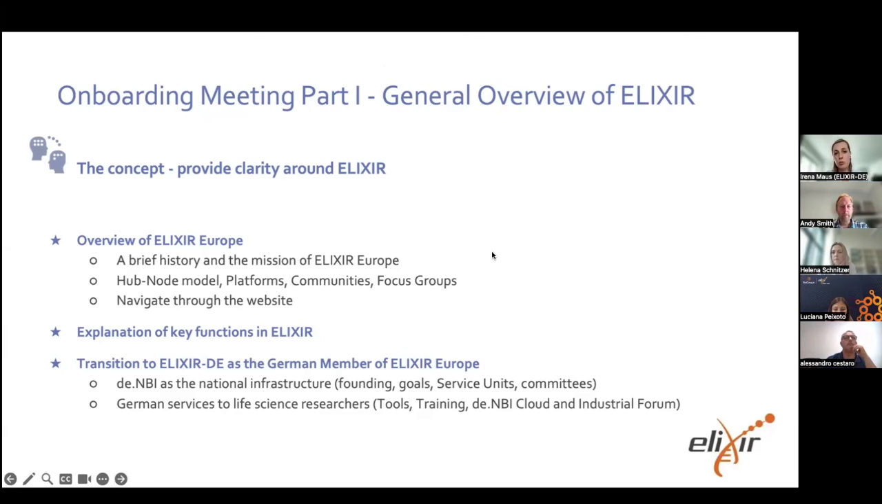By doing so, I smoothly transition to ELIXIR Germany and explain how we organize as a German member of ELIXIR Europe at national level. I introduce the new partner to our national infrastructure, the German Network for Bioinformatics Infrastructure, called de.NBI, and explain what kind of services we are offering to the life science communities: tools, training, cloud, de.NBI Cloud, and the Industrial Forum in our case.